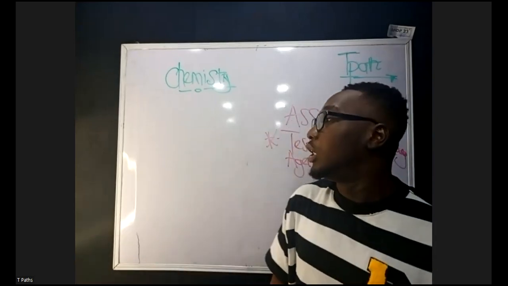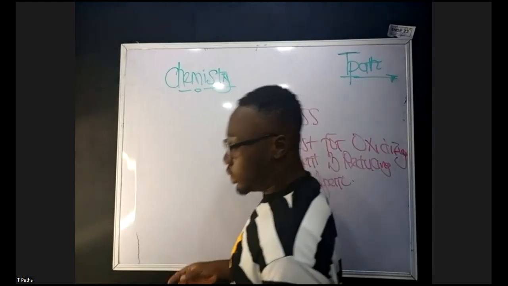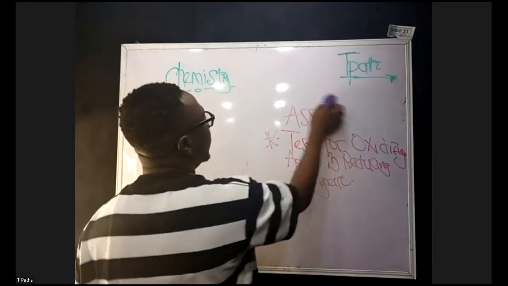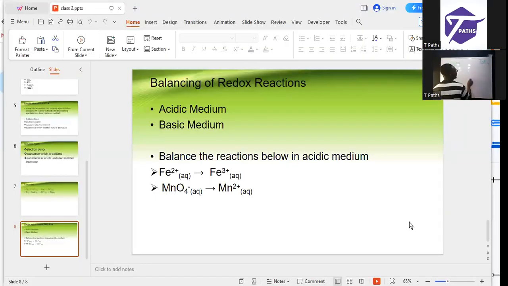So let's now see how we can apply it for a question. Let's consider what you have on the slide. Let's take that question. So please pay attention. The first question there is, you can see clearly, we have Fe2 plus to Fe3 plus, and MnO4 minus to Mn2 plus.